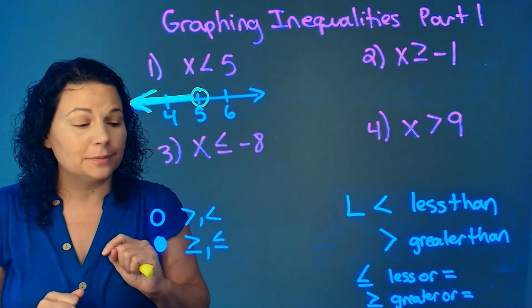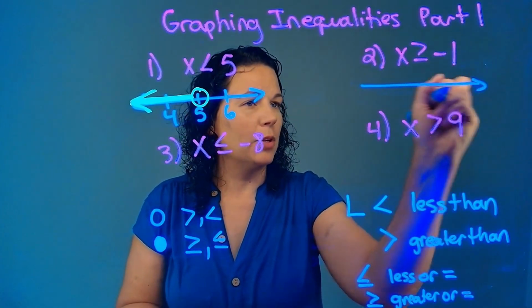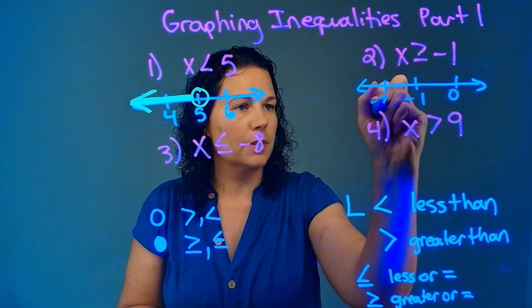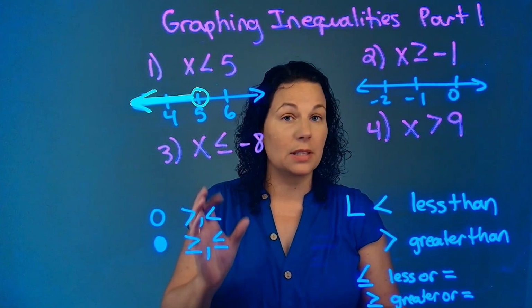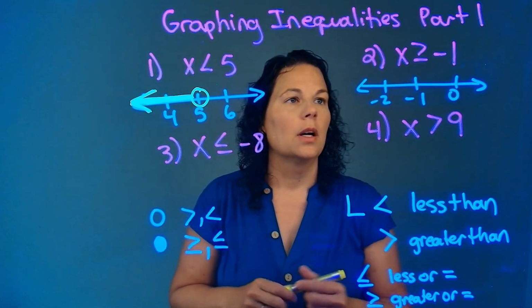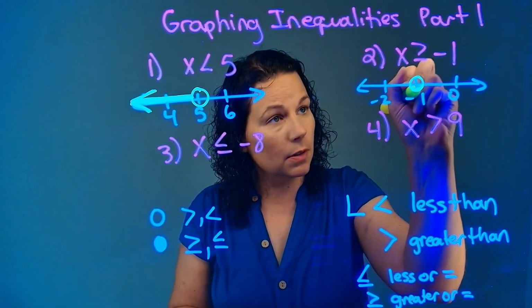Do not use 5. Let's look at this next one. Again, I'm using the bare minimum of numbers. I'm using 3 numbers. Make sure you talk to your teacher and graph it the way they want, okay? Some people want to see 0. Some people want to see 5 numbers. Just talk to your teacher. Okay, so this one has an equal sign, so we've got to use the filled in circle.